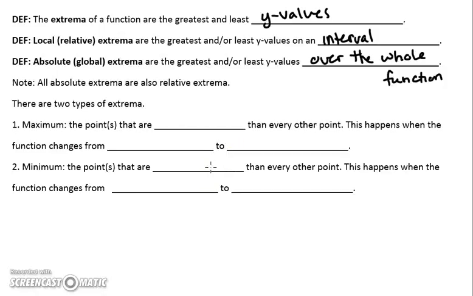Now, there are two types of extrema, maximums and minimums. Maximums are the points that are greater than every other point. This happens when the function changes from increasing to decreasing. And this idea is going to be really important in calculus. Knowing when we're changing from an increasing to a decreasing function gives us a maximum.